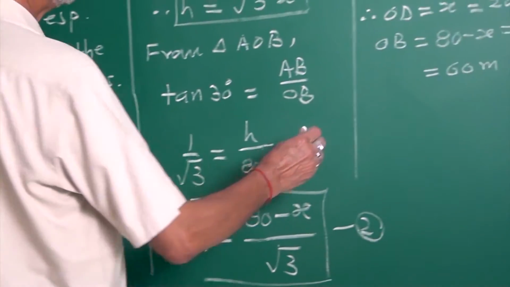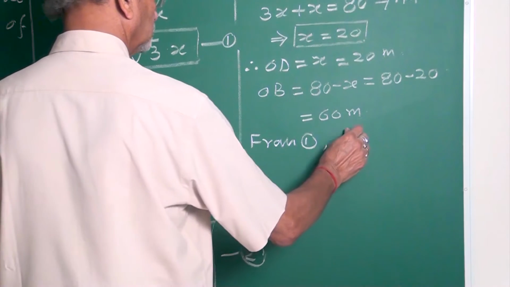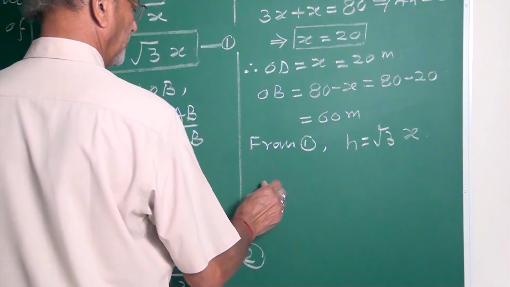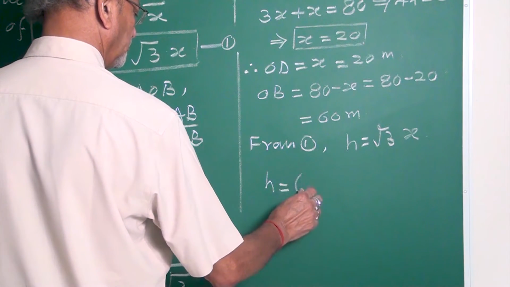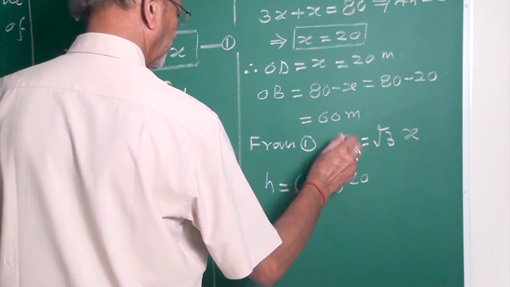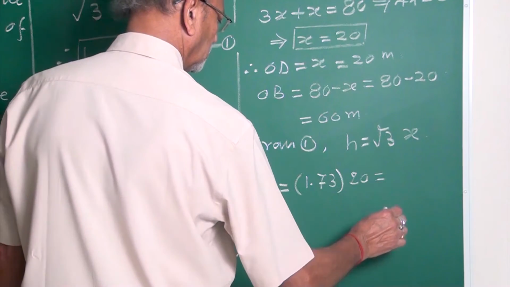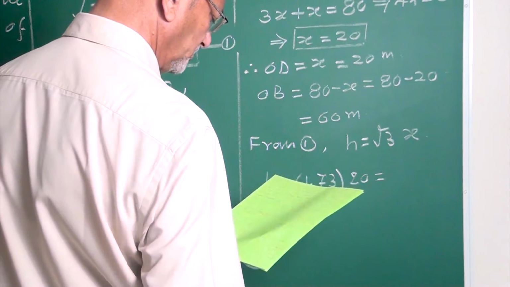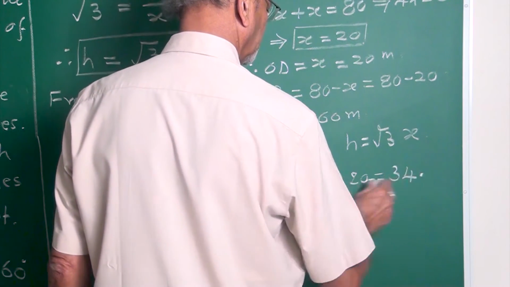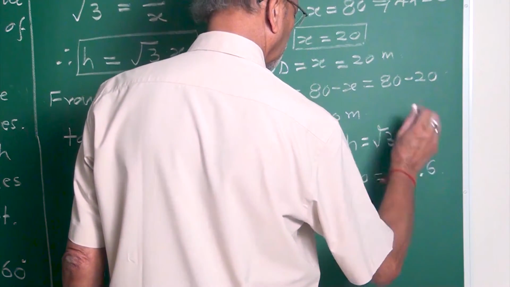And from 1, h is equal to root 3 into x, which is h equal to root 3, that is 1.73, into x, which is 20. If you simplify this, you will get 34.6. 17 into 2 is what? 34. So it is 34.6.